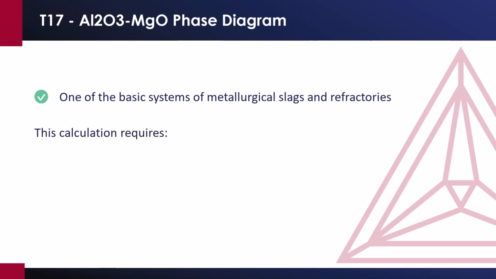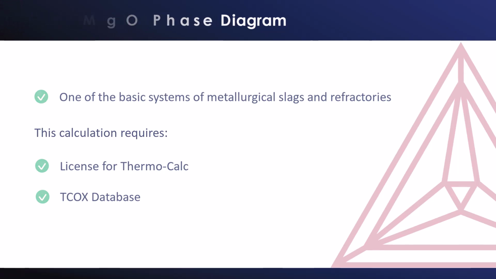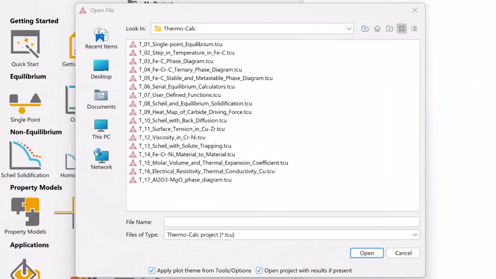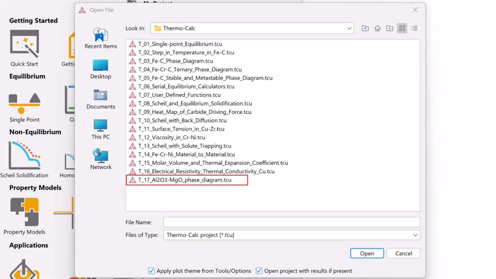This calculation can be run by anyone with a license for Thermo-Calc and a TCOX database. However, the results may vary slightly by version. The calculation is based on example T17 of the examples included in your software.